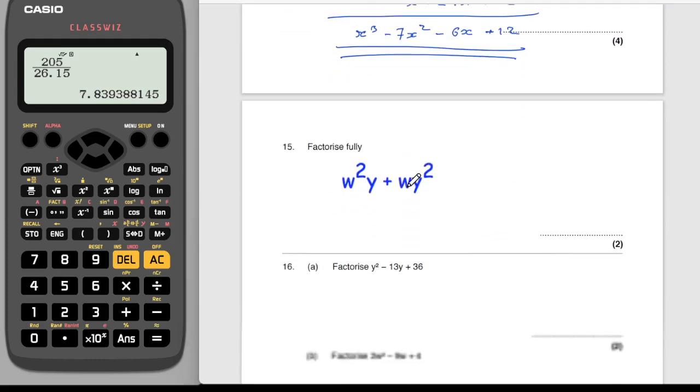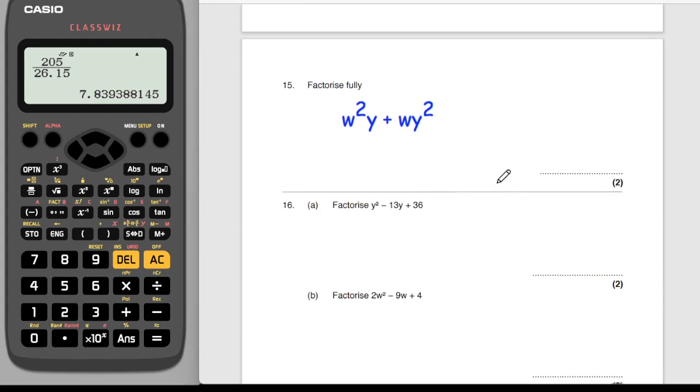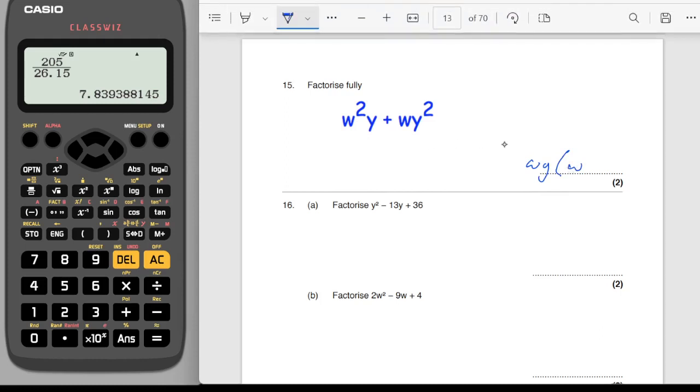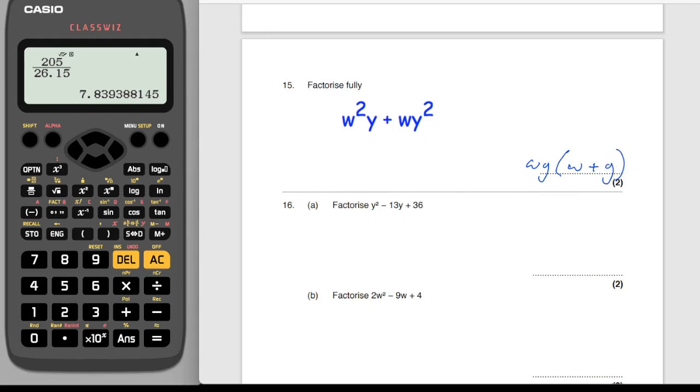Okay then, question 15. Factorise fully. So our highest common factor here is wy. So I take a wy outside the brackets, and then I need to times wy by w to get w squared y, and then I need to times it by y to get wy squared. So that will be my fully factorised.